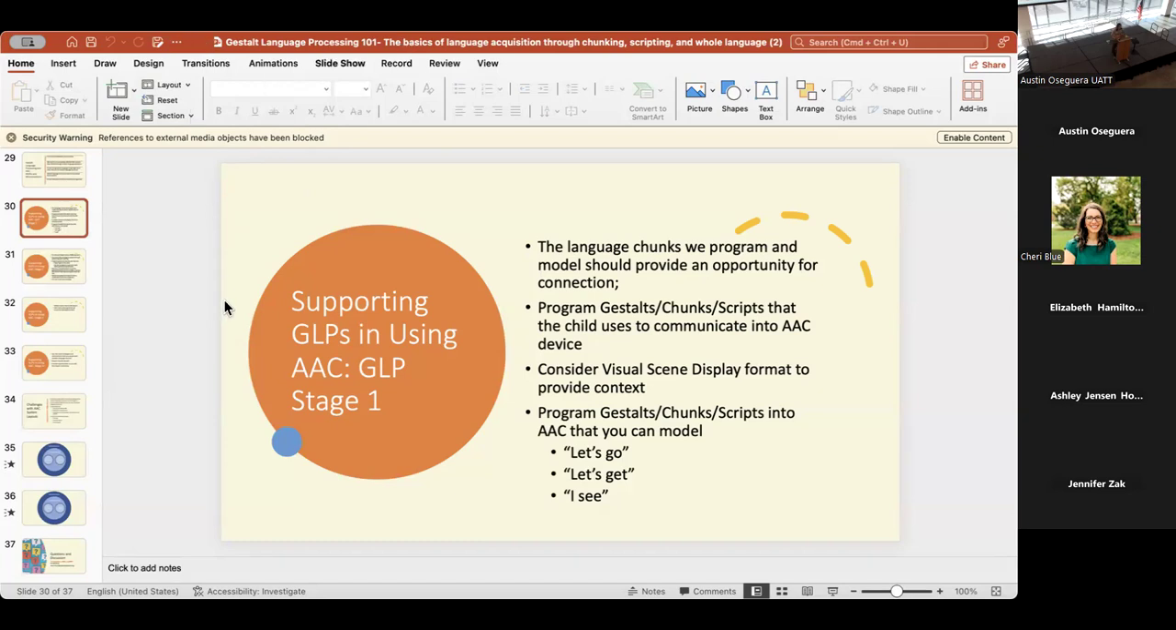All right. So for supporting GLPs who use AAC, we're going to try to program some chunks of language. And if you have a child who's a Gestalt language processor and they have problems with motor speech, you might not know what their scripts are because they're not able to say them. And so that's obviously a challenge. But if you have a suspicion that that's the kind of processor your kiddo is, then you can process those chunks and scripts and model them as chunks and scripts.